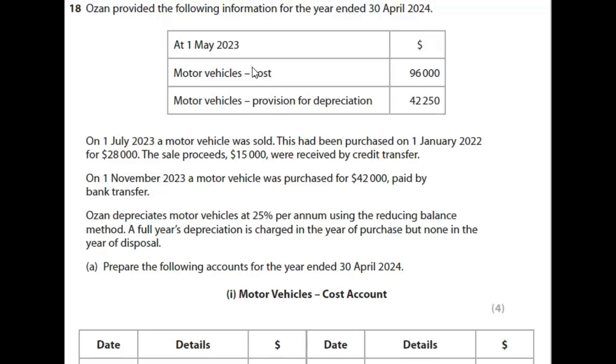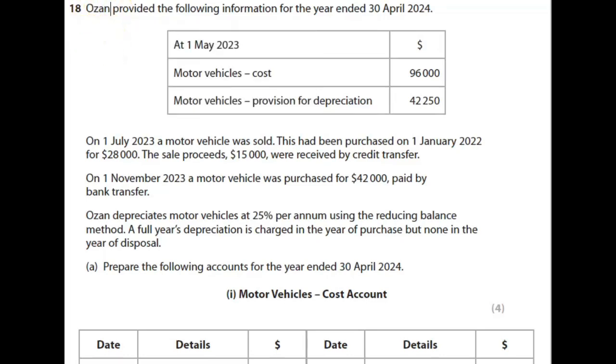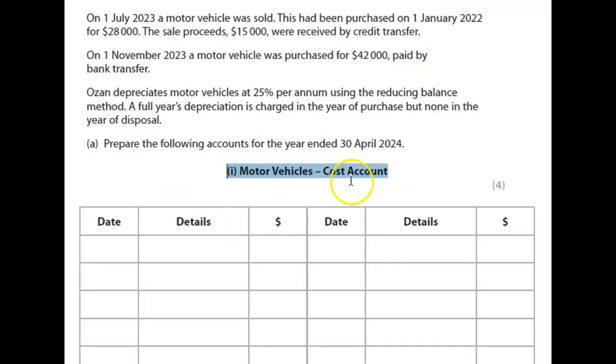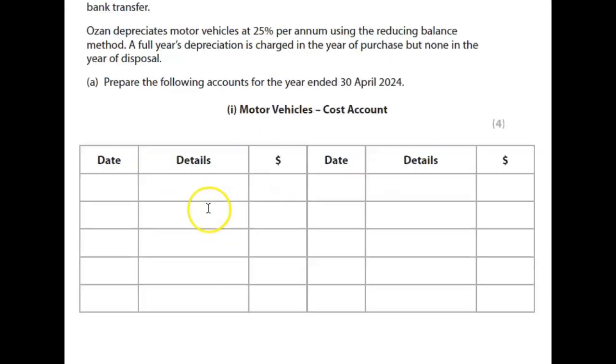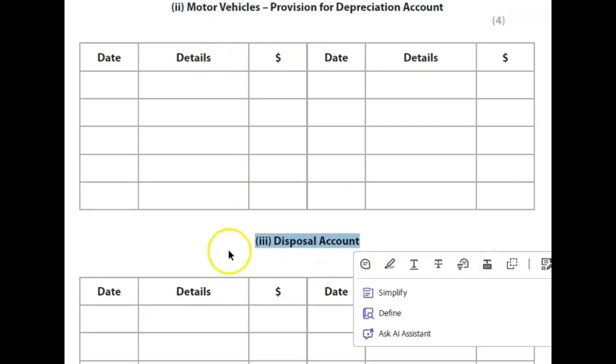Today we are working on question 18 from Edexcel IGCSE Accounting May 2024 Modular Paper 1. In this question we have a purchase along with a disposal, so we are going to see how to tackle that. The question requires examinees to prepare cost, provision, and disposal accounts, so we have a long way to go.